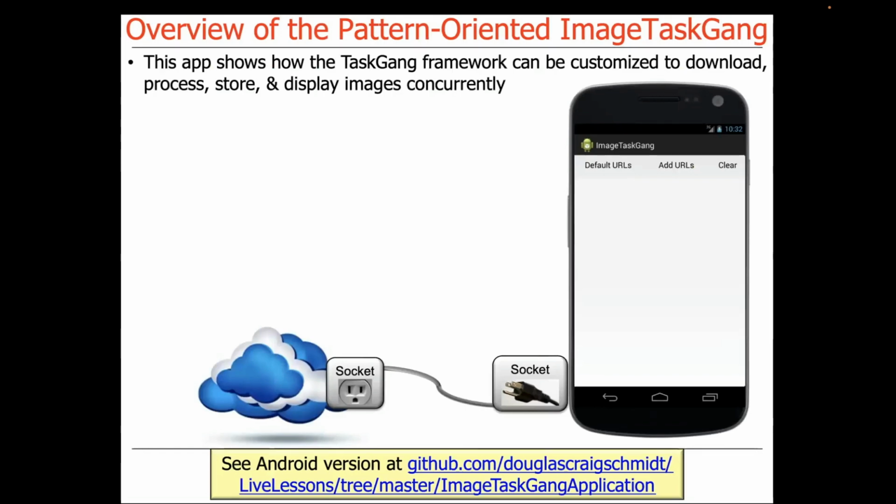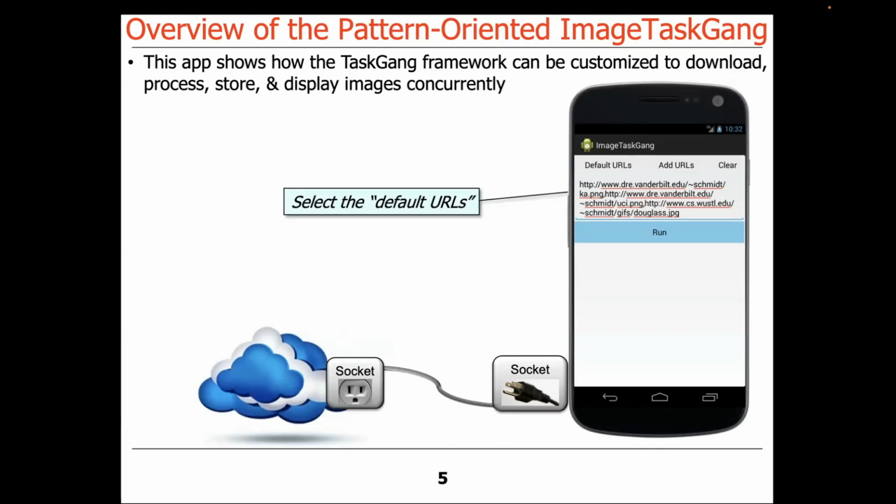What this application does is it shows how something called the TaskGang framework can be customized to download, process, store, and display images concurrently. And if you take a look at the link at the bottom of this slide, you can get a link to the GitHub repository project that contains the source code for the Android version. So let's take a look and see how you can use the Android version.